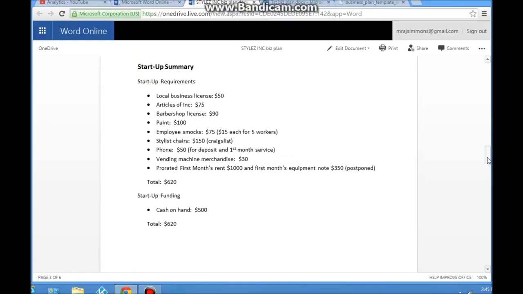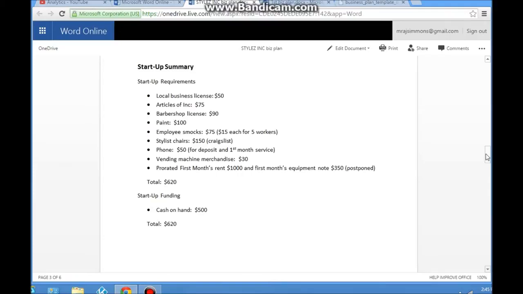This is key. I advise you to include this in your plan. Put the startup summary so you can see exactly how much everything costs to start up. What you're going to need: your local business license, your articles of incorporation. That fee is probably a lot higher now. I know at least in my state it already is higher, and I heard down in Texas your articles of incorporation could be as high as $300. By the way, articles of incorporation is when you're doing a corporation.